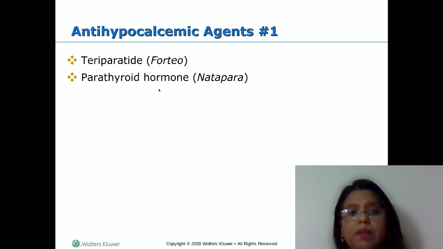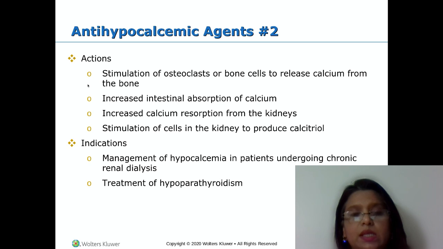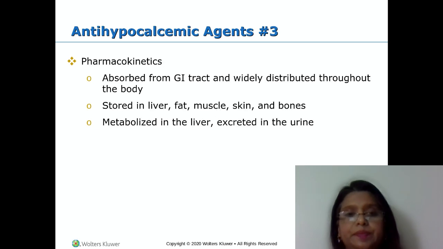So antihypocalcemic agents are teriparatide and parathyroid hormone. Actions: they stimulate osteoclasts, or bone cells, to release calcium from the bones. So basically, they increase the bone breakdown. They increase the intestinal absorption of calcium, increase the calcium reabsorption from kidneys, and stimulate cells in the kidneys to produce calcitriol. Indications: management of hypocalcemia in patients undergoing chronic renal dialysis and treatment of hypoparathyroidism.